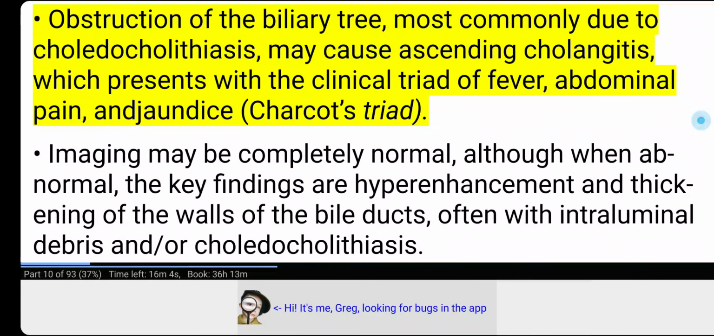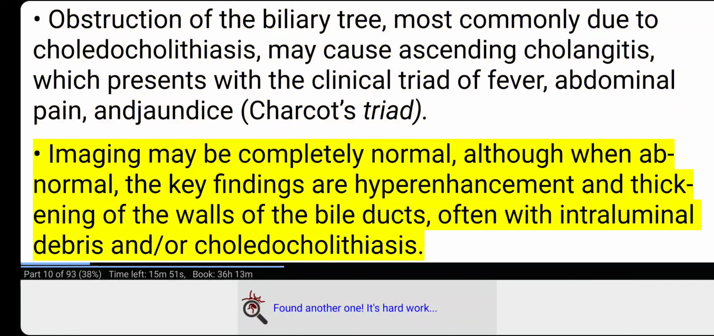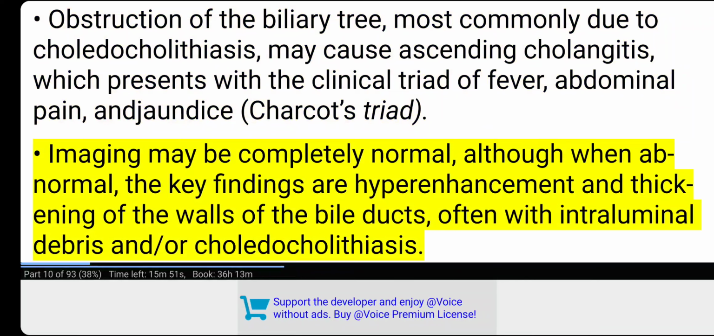Obstruction of the biliary tree, most commonly due to choledocholithiasis, may cause ascending cholangitis, which presents with the clinical triad of fever, abdominal pain, and jaundice, Charcot's triad. Imaging may be completely normal, although when abnormal, the key findings are hyperenhancement and thickening of the walls of the bile ducts, often with intraluminal debris and/or choledocholithiasis.